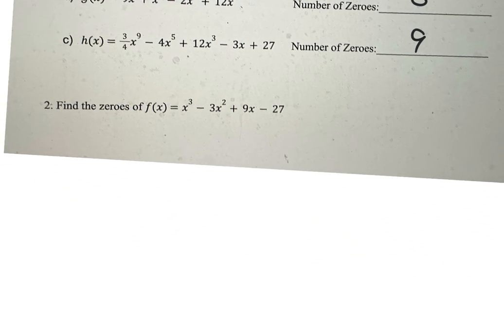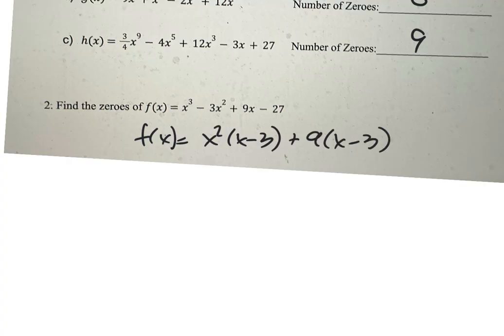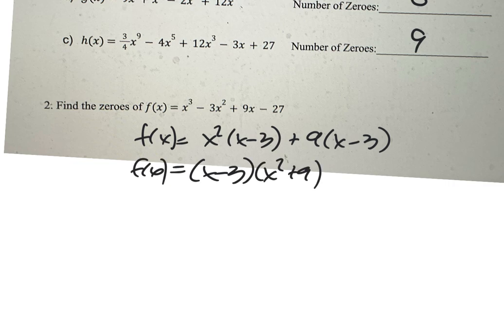Okay, number 2 says find all the zeros. So you know what? This is one we can actually factor by grouping. I'm going to take out an x squared, which leaves x minus 3. The second two, take out a 9, that leaves x minus 3. And if I take out that x minus 3, it leaves an x squared plus 9. So one of my zeros is 3.